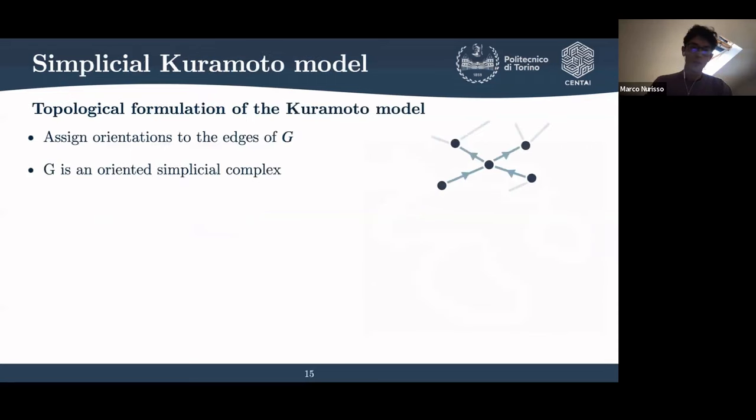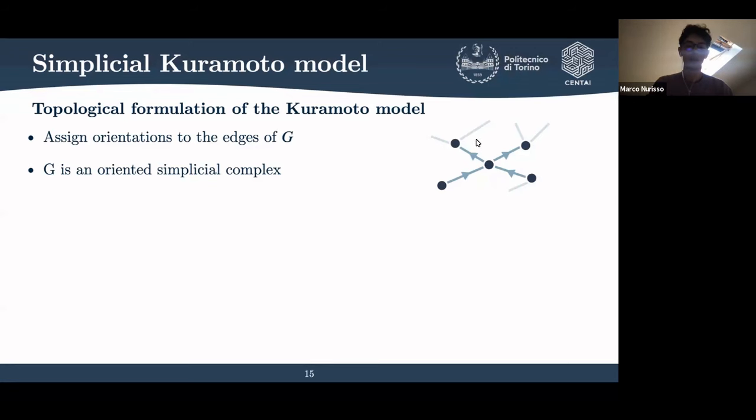Okay. So to give you a taste of what will come later, I put here a slide which I call the topological formulation of the Kuramoto model, which is probably an overstatement, but what I want to show you is that you can use some very trivial tools and definitions from combinatorial topology to describe this model in a very compact and elegant way. The idea is that you start from your graph and you assign arbitrary orientations to the edges of the graph.